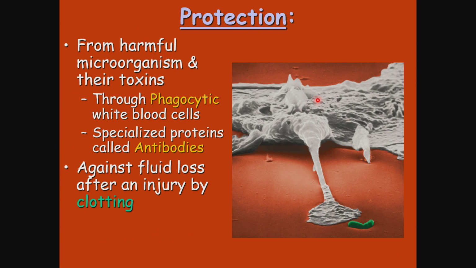We have specialized proteins called antibodies, and we'll talk about those more in detail. And our blood protects us from fluid loss after an injury by clotting. That's what the platelets do.